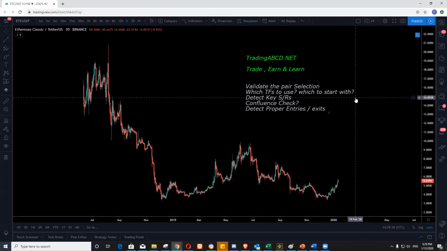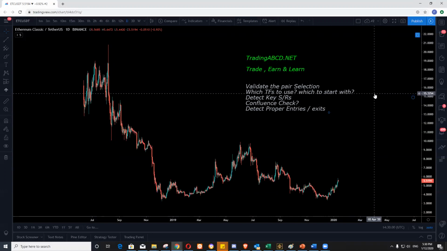Then we need to detect the key support resistance levels. We don't want to jump blindly to buy the resistance or to sell the support. And we need to check if there are any confluence zones. And finally, we need to detect proper entries and exits, targets and stop loss and all the other details. So this is the pair, Ethereum Classic.